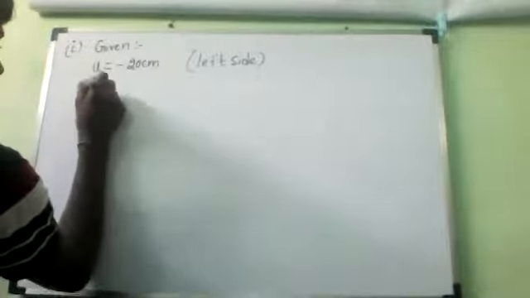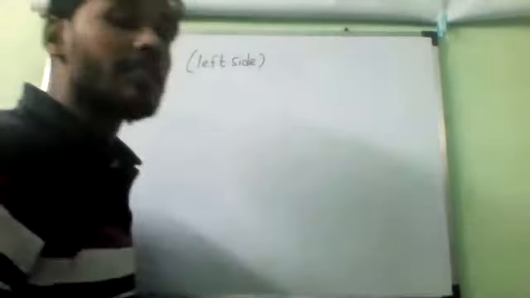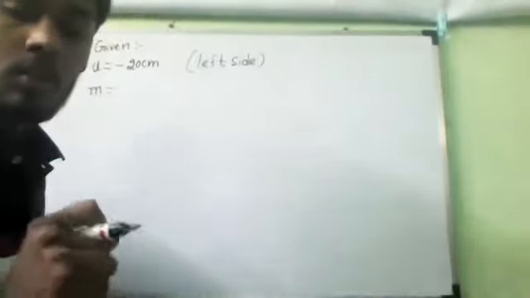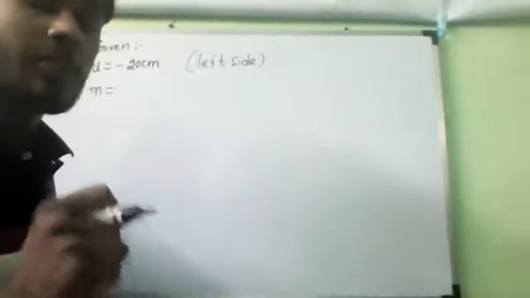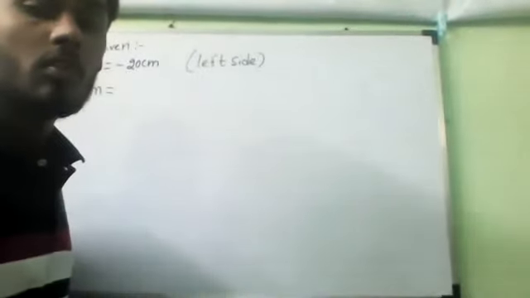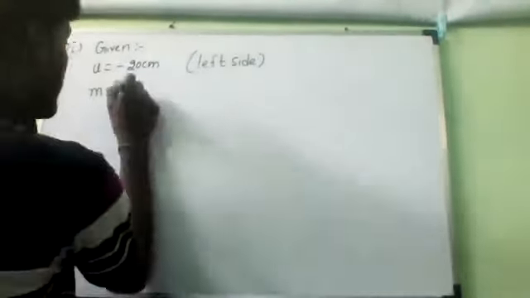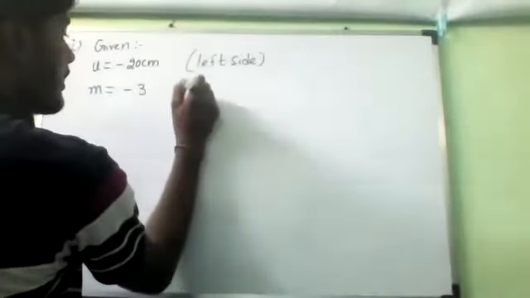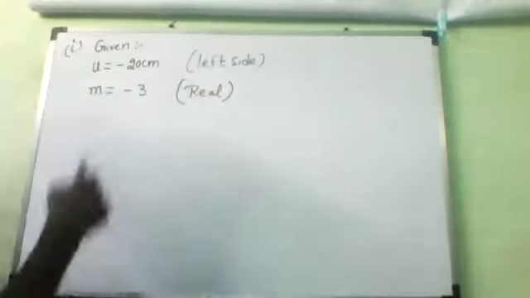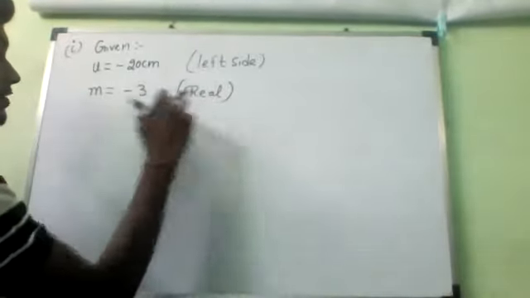Now magnification is 3 times the object. So, real or virtual image? Real image, sir. Real image means magnification is what always, negative or positive? Negative. Always, real image means magnification is negative. That is what you should remember.